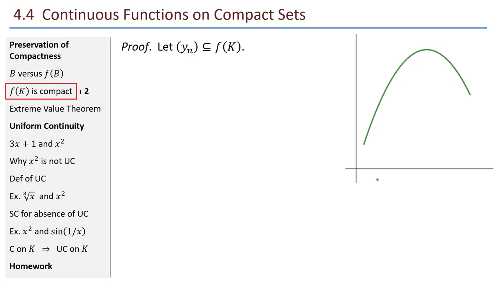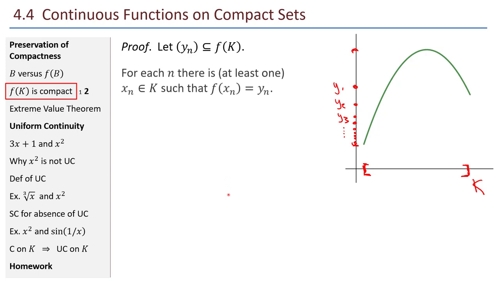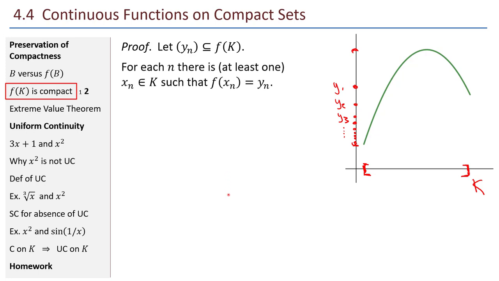Okay, so let y be a sequence in f(K). Here's how I think about it. K is this closed compact set in my domain. And it maps to a bunch of y values in my range. So that set of y values, is that compact? Let's take a sequence of y values in that range. So y1, y2, y3, and maybe these y's are getting closer and closer at some point. For each n, there is at least one x_n in my K, such that f(x_n) is y_n.